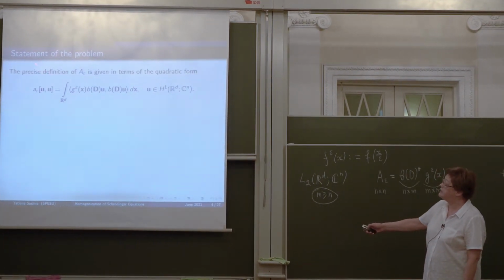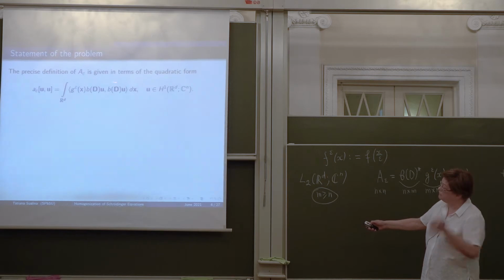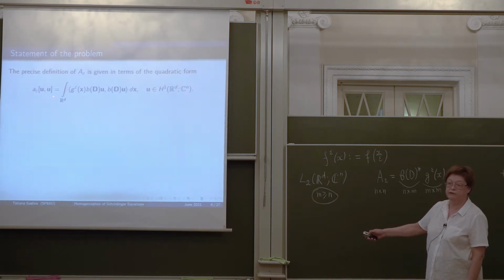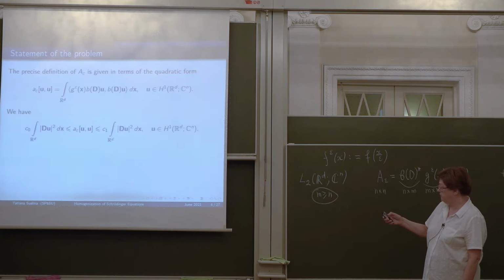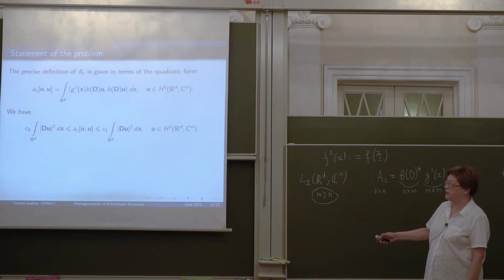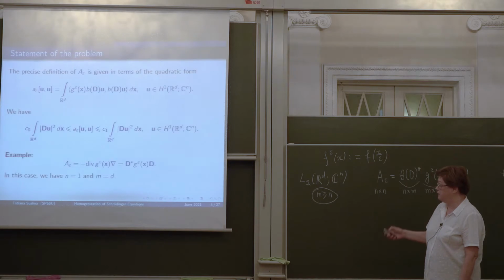Of course, the precise definition of this operator is given in terms of the corresponding quadratic form given by this integral on the Sobolev space H1. It is non-negative and closed. In fact, under our assumptions, A epsilon of u satisfies such two-sided estimates. So our operator is strongly elliptic.